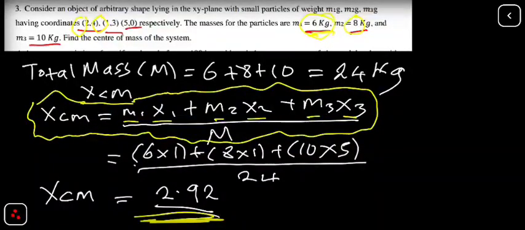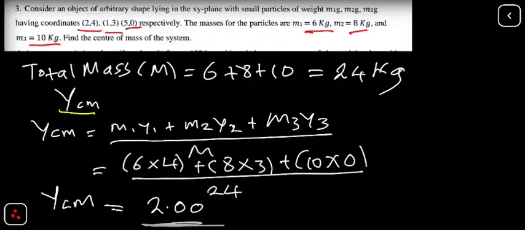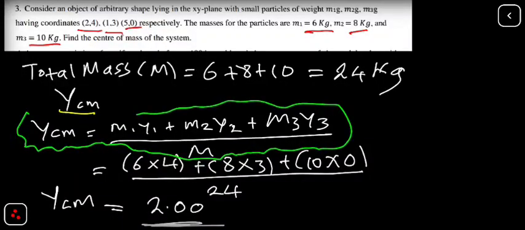Now the next thing you're supposed to do is find the y coordinate, which is Y centimeters. In order to find the y coordinate, you use this formula. Y in centimeters is equal to m1 y1 plus m2 y2 plus m3 y3 over capital M, which is the total mass, and we found it to be equal to 24.